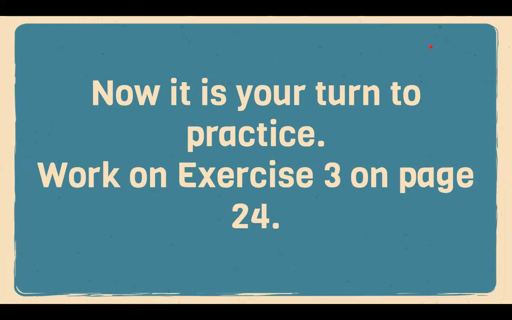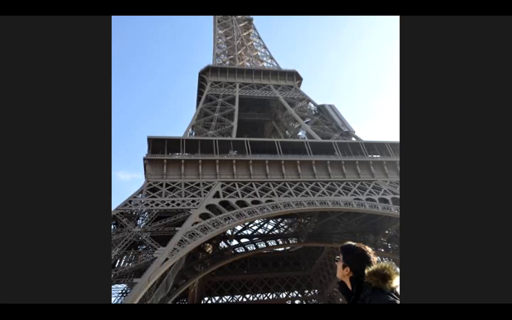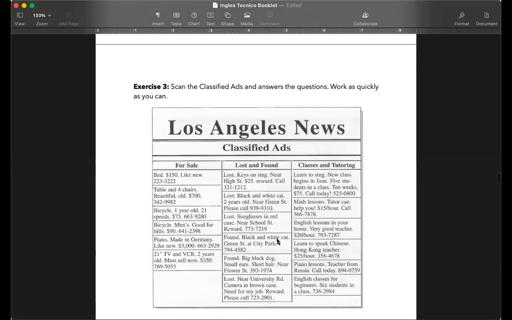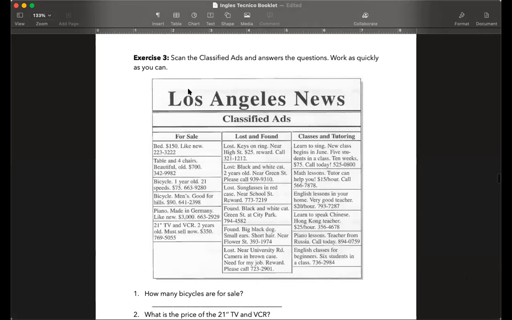Let's see. Okay, now it's your turn to practice. Let's go to the English booklet and we're gonna practice scanning. So page 24, I think. Page 23 or 24? On page 24, let's see. Okay, here we go. On page 24, we have a newspaper and you have to scan the classified ads and answer the questions. Work as quickly as you can.